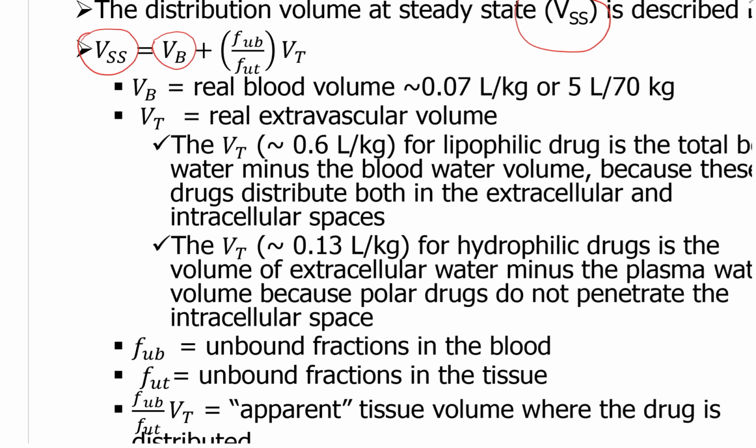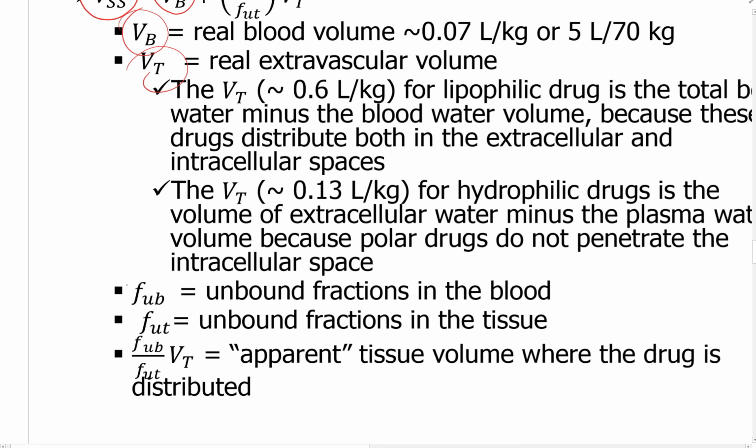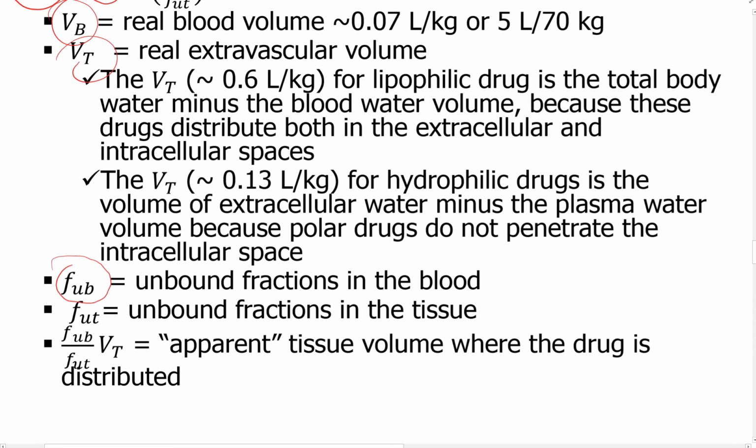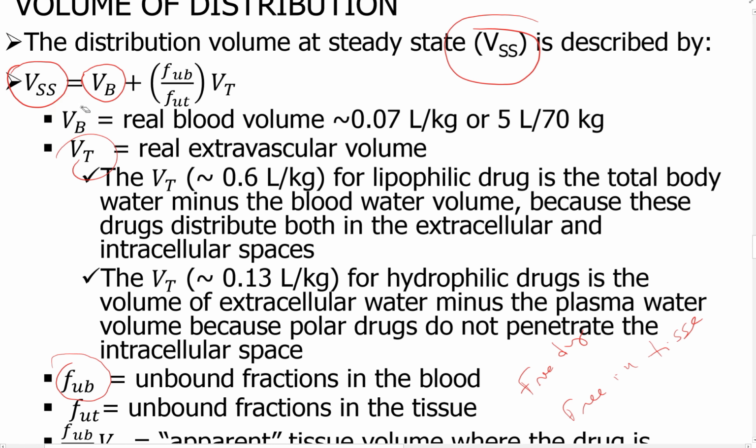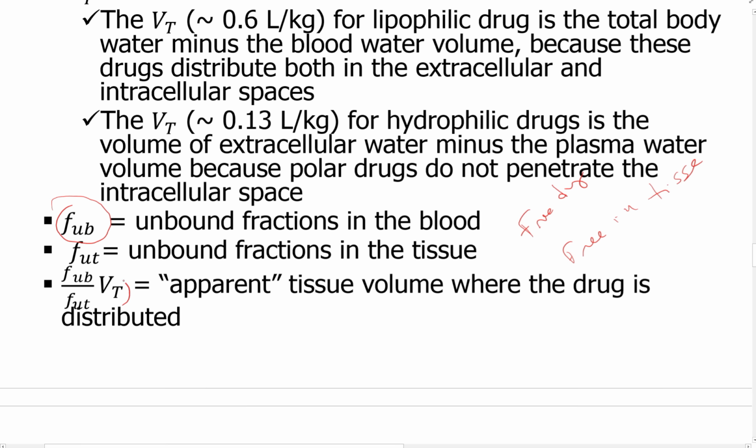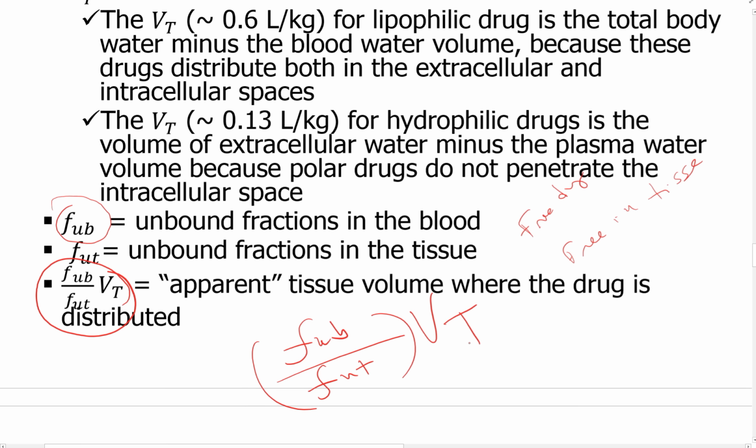As I have mentioned, this is your real blood volume, VB, this is VT. Here, this is fraction unbound, that means free drug in the blood. And here is free drug in the tissue, fraction unbound. And here this is one parameter called apparent tissue volume where the drug is distributed. So here you see VB is the real blood volume. Here this is the entire parameter, that is FUB, fraction unbound in the blood, divided by fraction unbound in the tissue, times VT. This would be called apparent tissue volume where the drug is distributed.